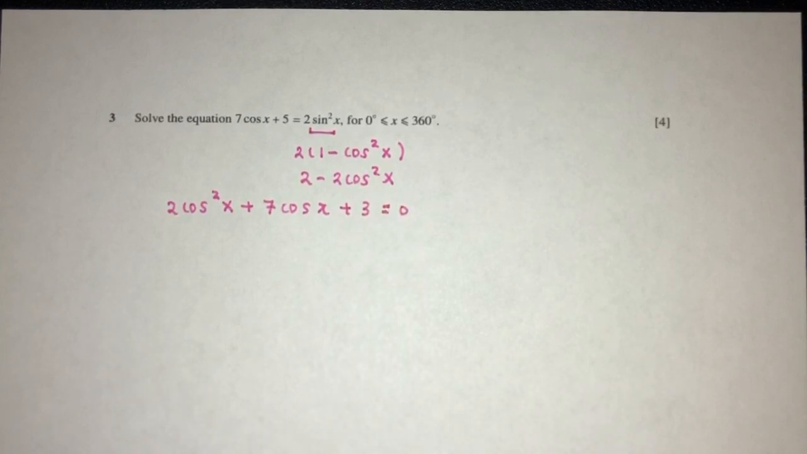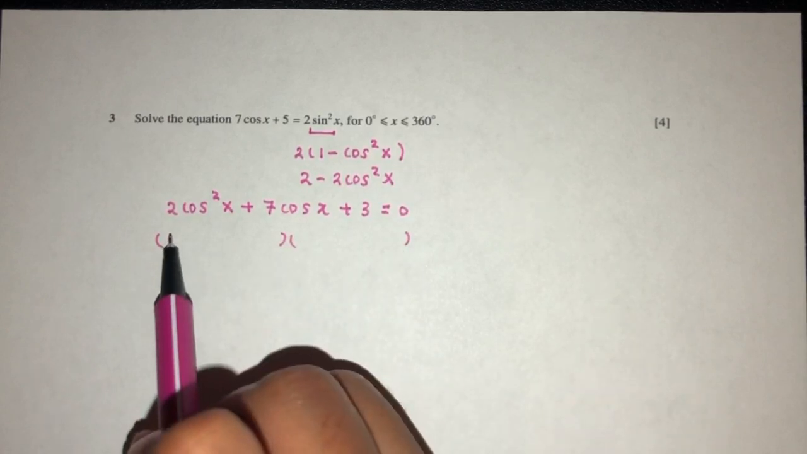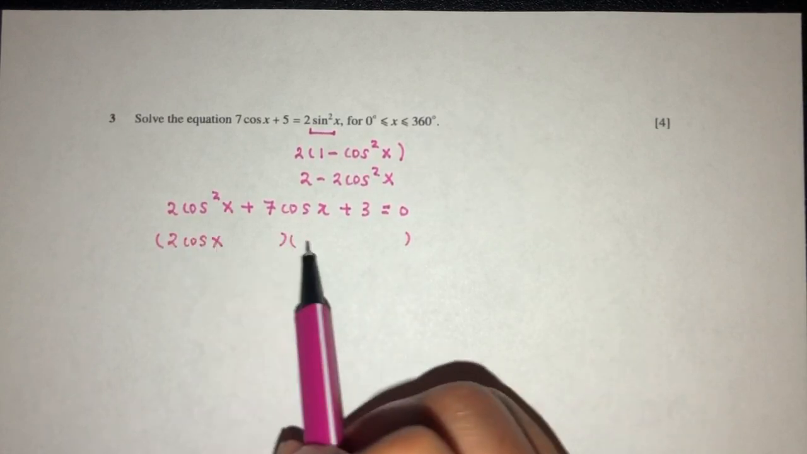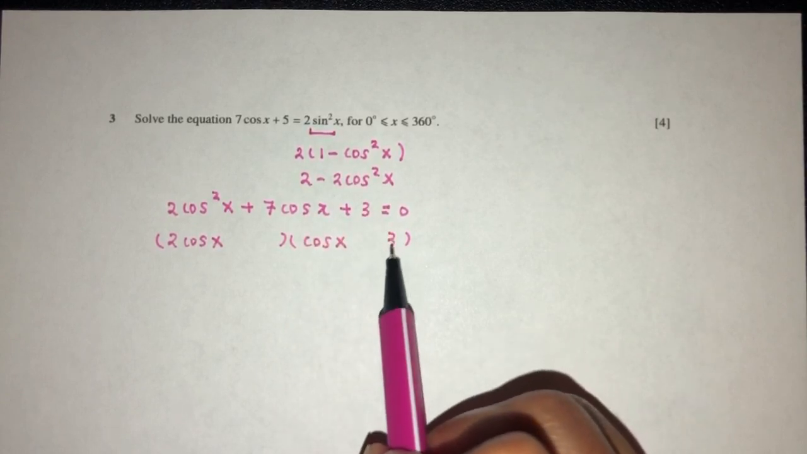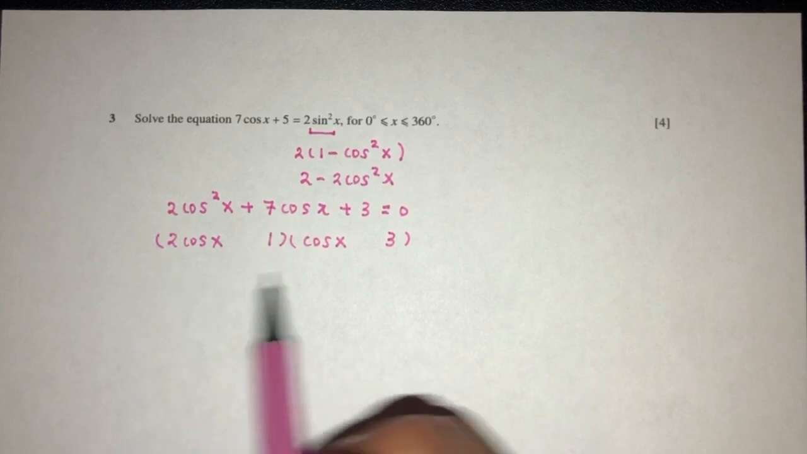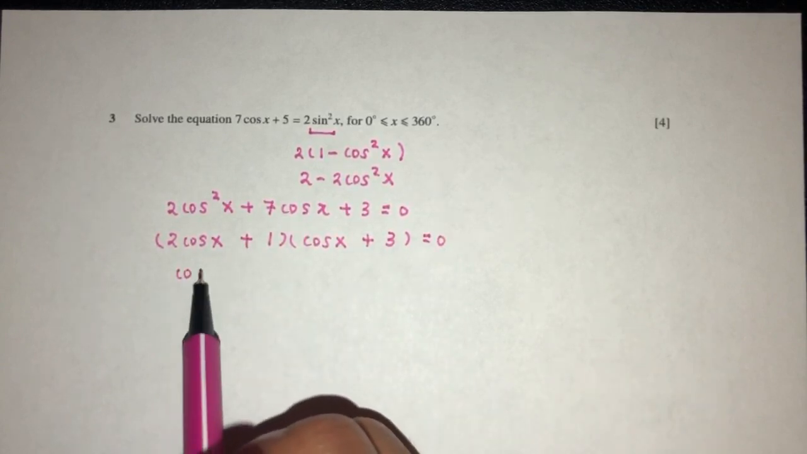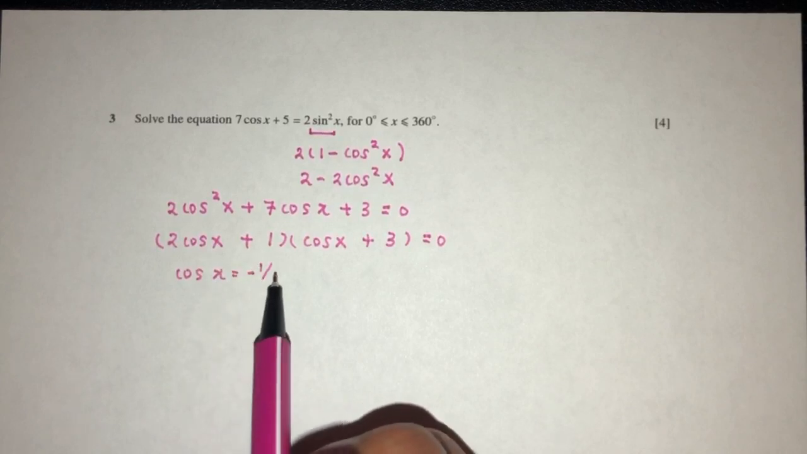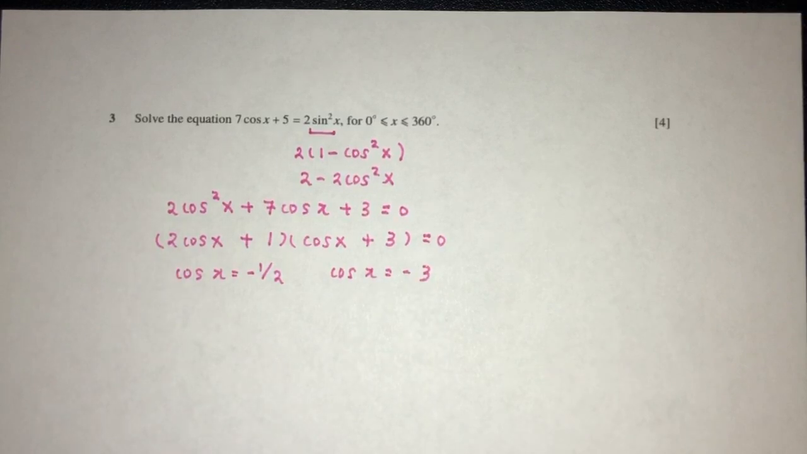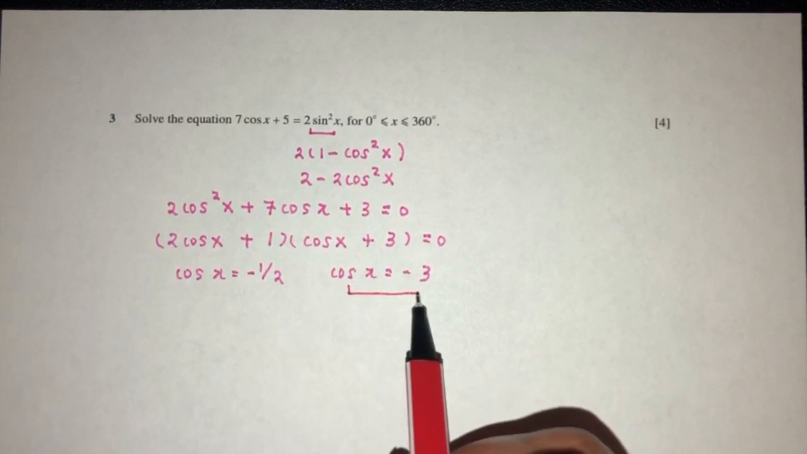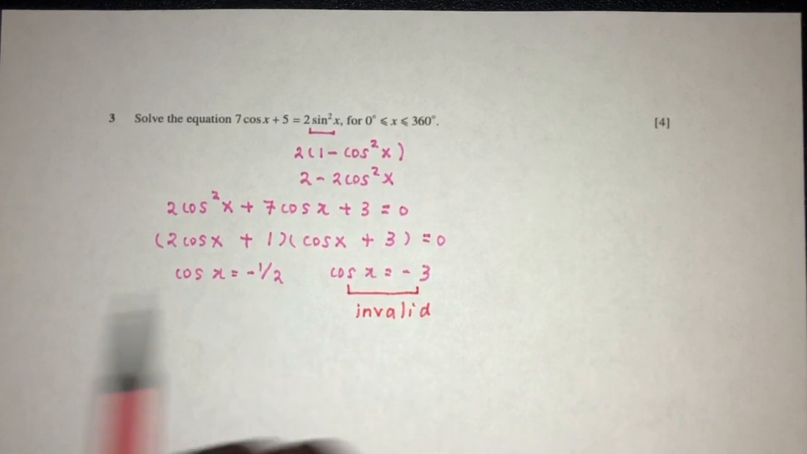Now we have a quadratic equation we can solve by factorization. That will be 2 cos x, and that will be cos x. Now here we have 3, that should be 3 times 1. If you need plus 7, that will be plus 6 plus 1. So cos x will be the value of minus half, and cos x will be the value of minus 3. Now obviously this one will not be possible because cos x can only be between the value of minus 1 and 1. So we have only this one to solve.